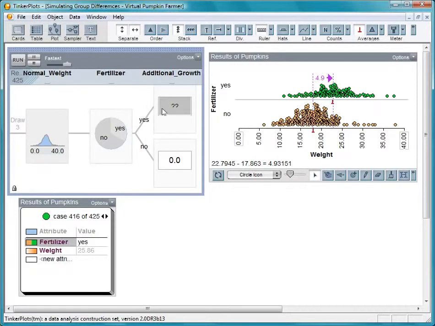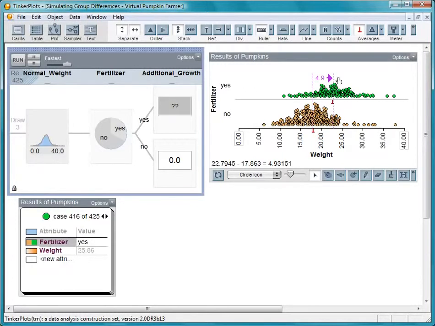If it is fertilized, it goes up to this mystery box and gets some additional growth. We don't know what that is currently. It's our job to guess it based on the data. Our best guess based on this data is that it might be something around 4.9 pounds. Click on Run and grow a new crop.